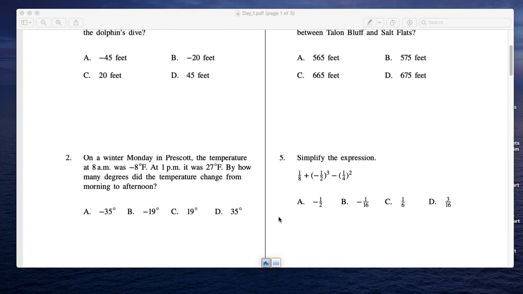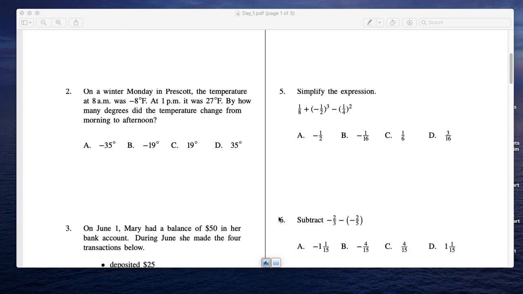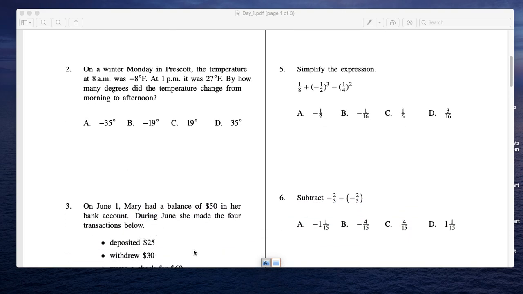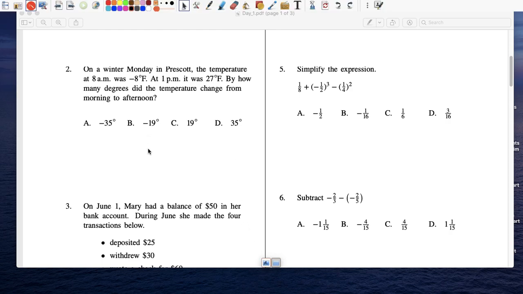I'll come back to 4. 2. On a winter Monday in Prescott, the temperature at 8 a.m. was negative 8. At 1 p.m. was 27. By how many degrees did the temperature change?